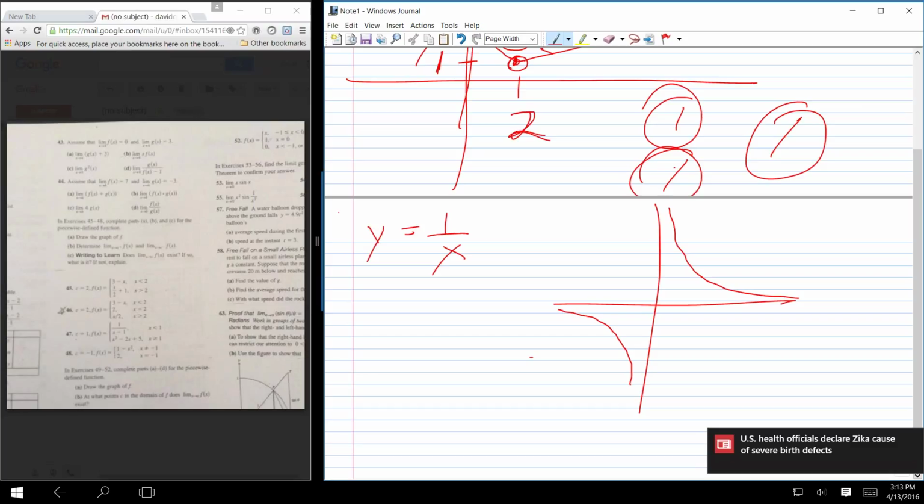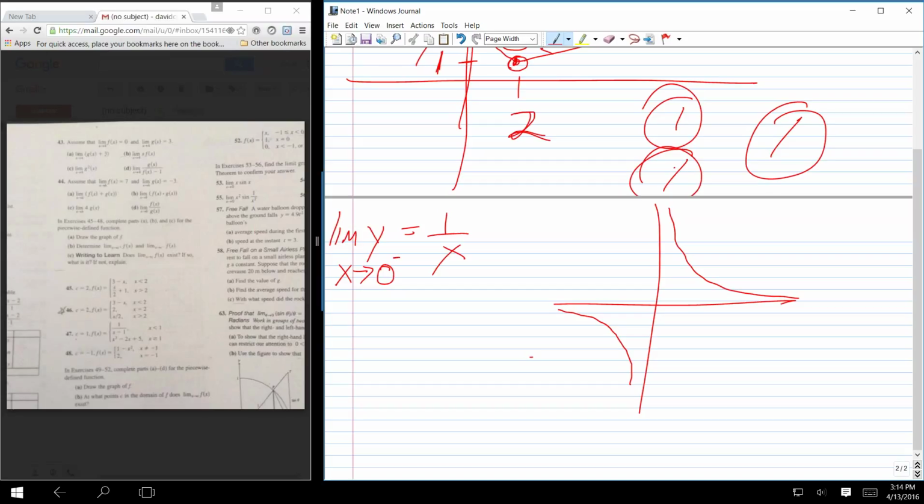okay? Well, what's the limit of that as x approaches 0 from the left side? This is y. Negative infinity? Correct. So let me just write, negative infinity. What is it as x approaches 0 from the right? Positive infinity. What's the limit at 0? It doesn't exist. Correct. If they are not identical, it does not exist.